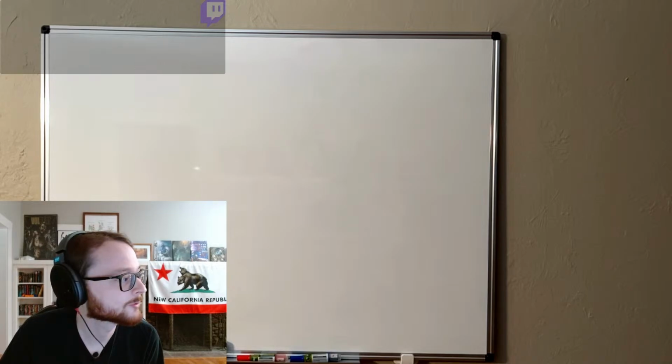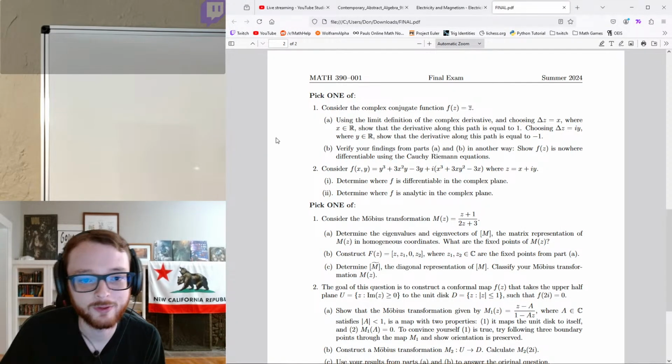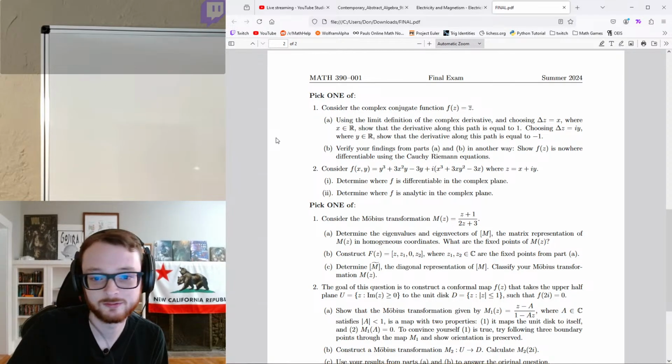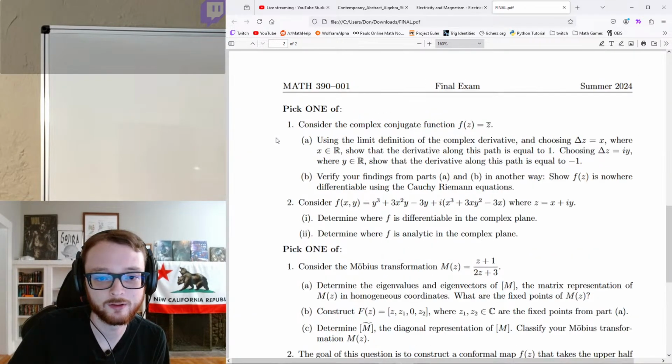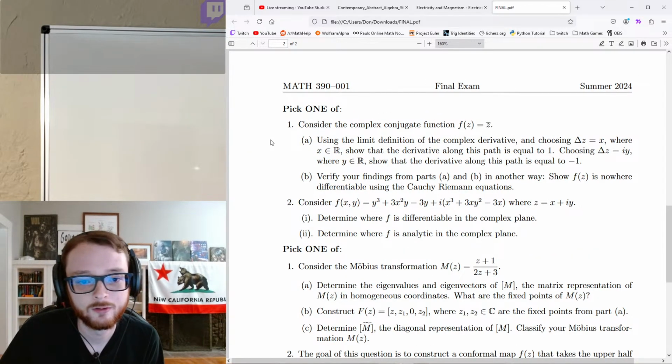I always see there's a question from chat. I never did get around to doing Penn-Center's complex variables final. So this might be the downtime thing that we do for now. Using the limit definition of a complex derivative, choosing delta z equals x. Oh crap, how does this work?